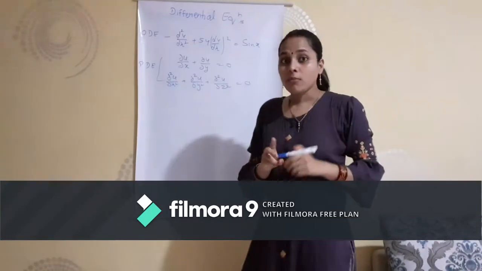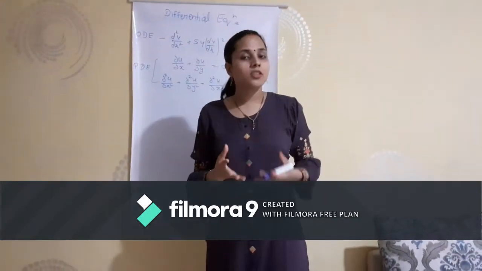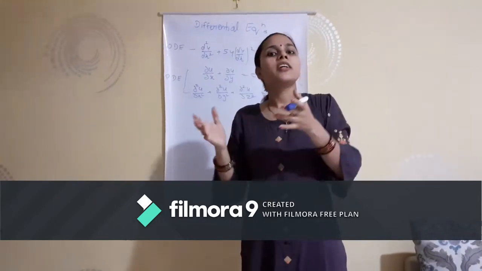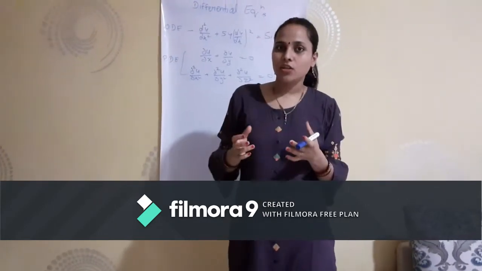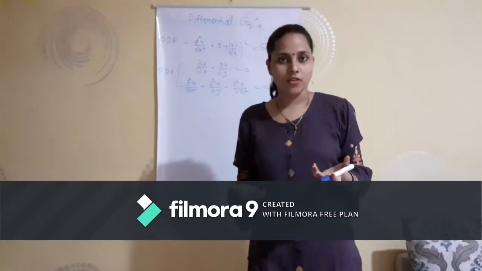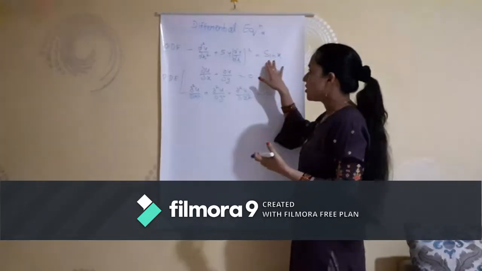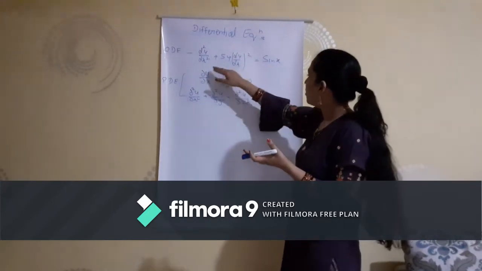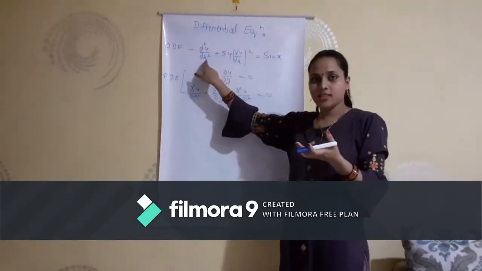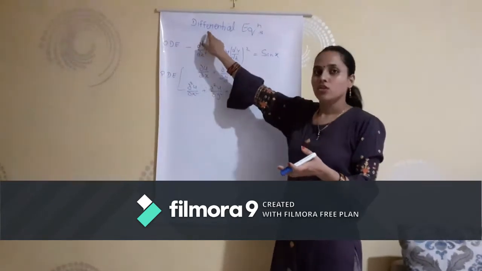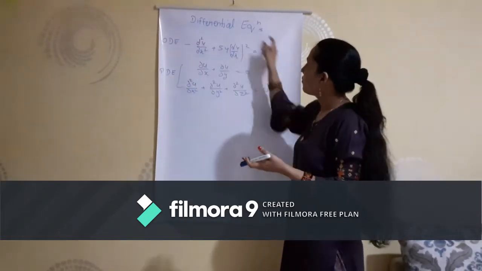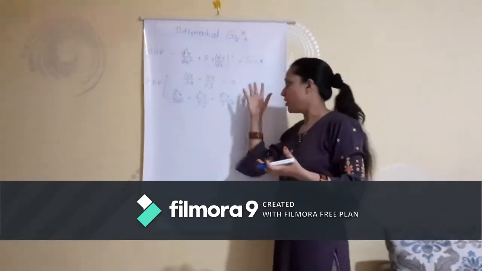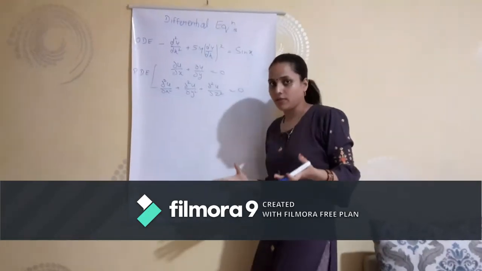Then we talk about the order of a differential equation. What is the order of a differential equation? The order of the highest derivative appearing in a differential equation is called the order of the differential equation. For example, in this first equation, the highest order of derivative is this, so the order is 2. So the order of this differential equation is 2. Similarly we can find it for the other differential equations given.